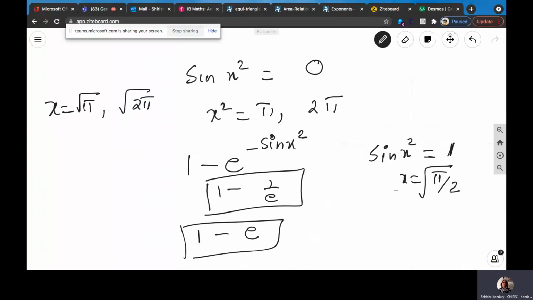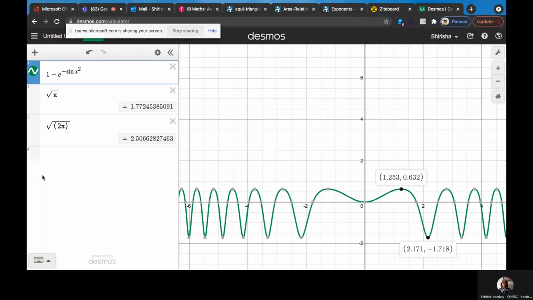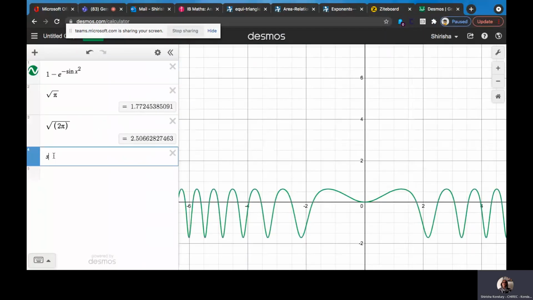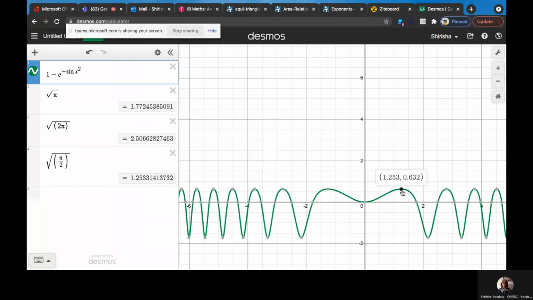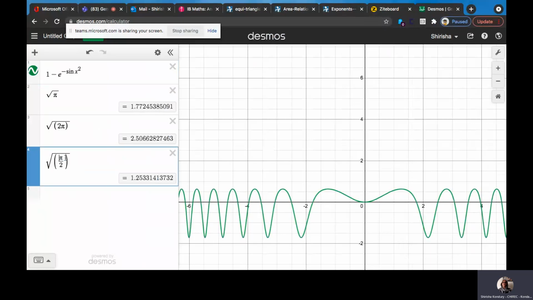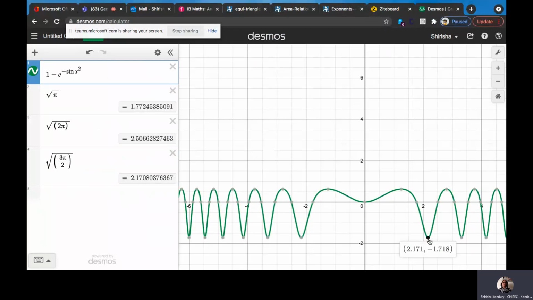So square root of pi by 2 is 1.2537. Is that the place? Yes. And where does the minima occur? 2. Is that the same as square root of 3 pi by 2? 2.17. Yes. It was more of a guess on what happens to the sine function.